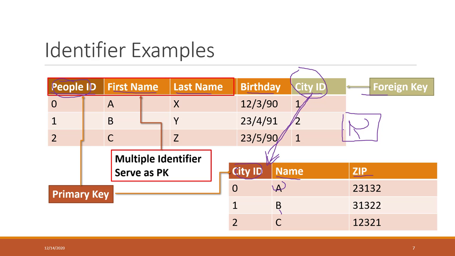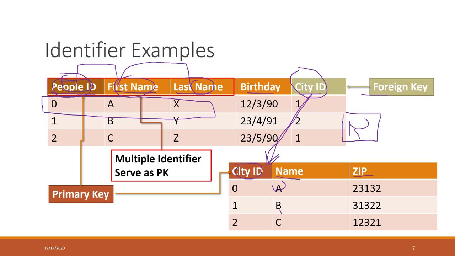What are multiple identifiers? In some cases, you can have multiple columns together as a primary key. In this case, if I choose people ID plus first name plus last name, and all three together are unique, I can use those three columns together as the primary key. That is also allowed.